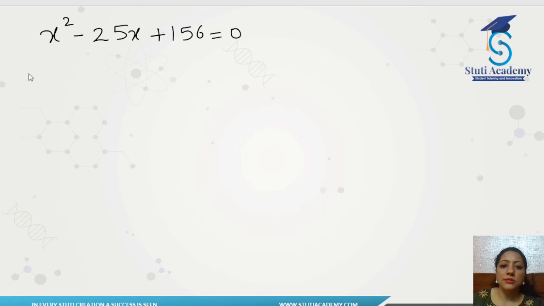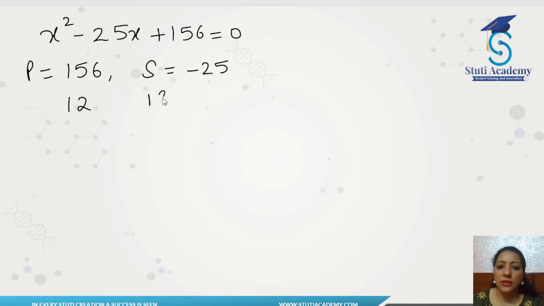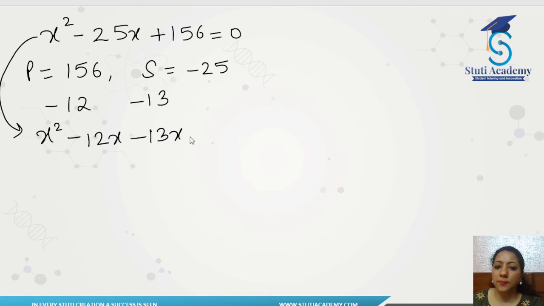Now we want two numbers whose product is 156 and the sum we want minus 25. So if we take minus 12 and minus 13 here, that is going to give us 156 as the product and will give us the sum as minus 25. So here we are going to write this minus 25x as minus 12x minus 13x. Rest of the terms remain the same, the first and the last one.